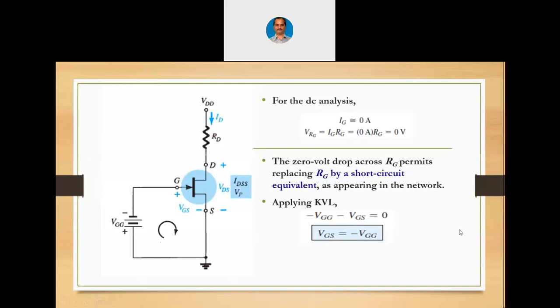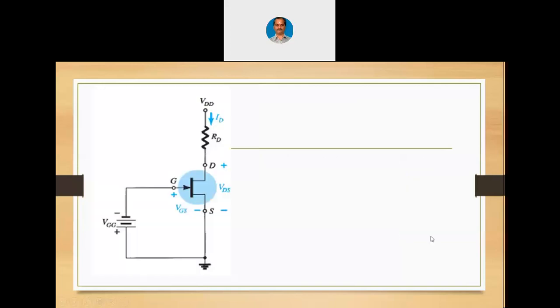Now applying KVL at the output loop, VDD is positive here, so we are going from negative to positive. VDD minus ID RD minus VDS is going to be 0. I am again putting Shockley's equation here: ID is IDSS into 1 minus VGS by VP, whole squared. Now, in this expression, we can replace VGS as minus VGG, and the same circuit is reproduced here.